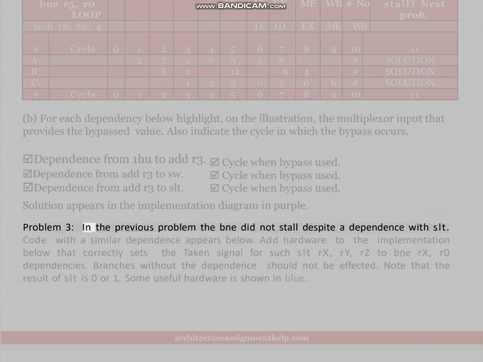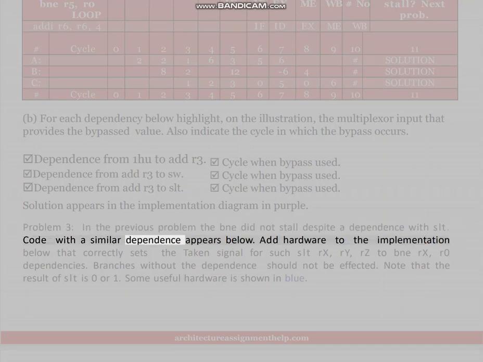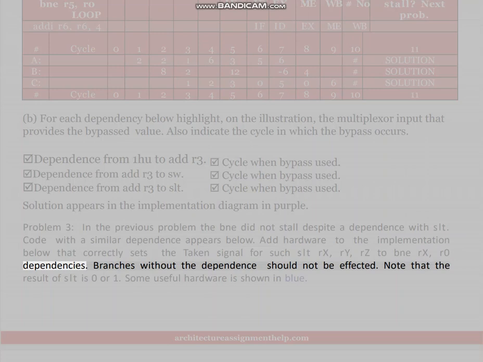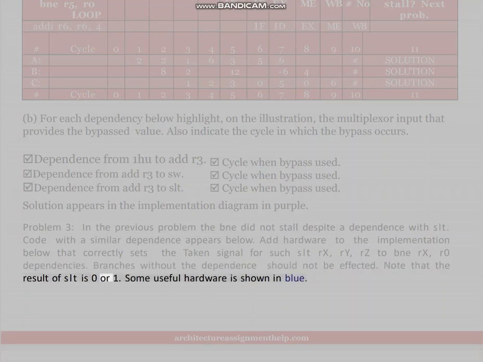Problem 3. In the previous problem, the bean did not stall despite a dependence with SLT. Code with a similar dependence appears below. Add hardware to the implementation below that correctly sets the taken signal for such SLT Rx, Ry, Rz to BEAN Rx, R0 dependencies. Branches without the dependence should not be affected. Note that the result of SLT is 0 or 1. Some useful hardware is shown in blue.